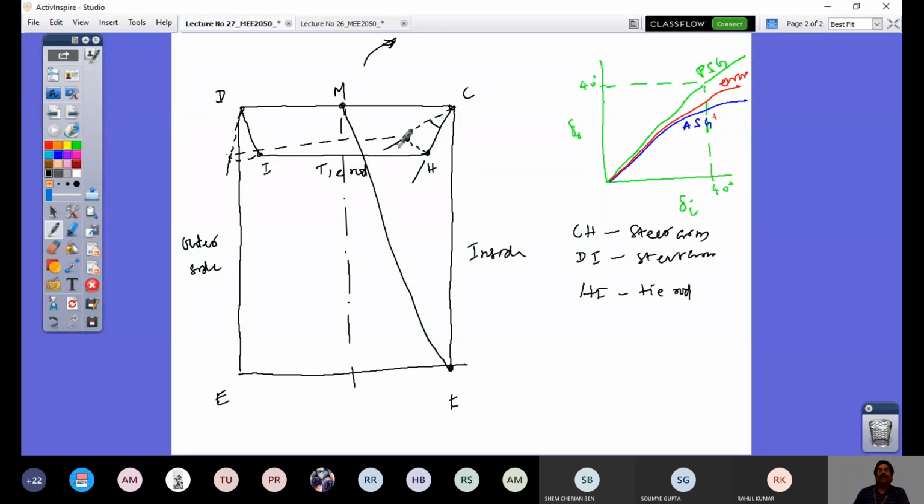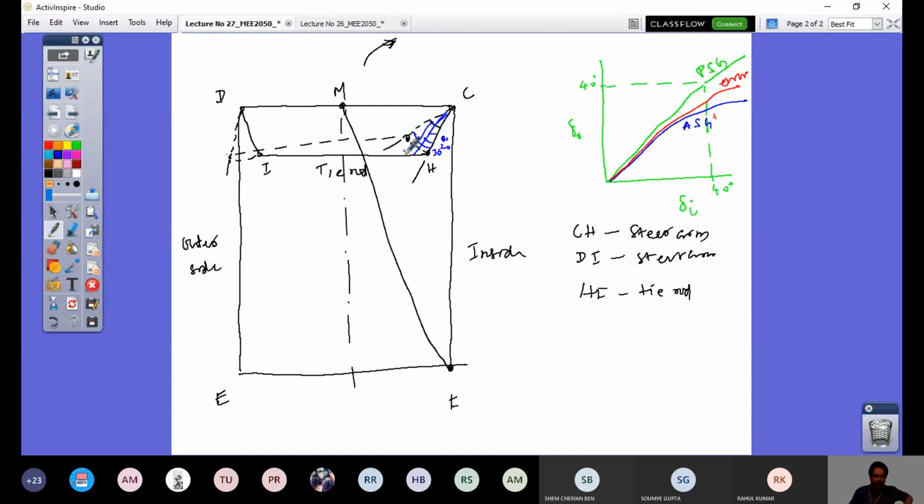So what should I do now? Let me take some increments here. This 30 degrees, I'm going to change in steps of 10 degrees, another 10 degrees, like that. So this is 10 degrees, this is 20, and this is 30.